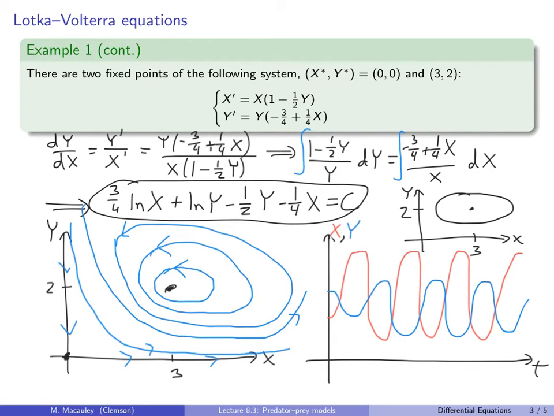So let me write this down. This is the phase space, or the phase portrait, and these are the component plots. How do you spell component? P-O-N-E-N-T, and component plots.